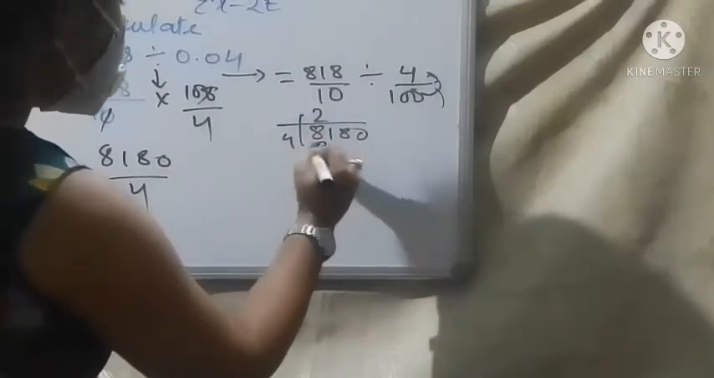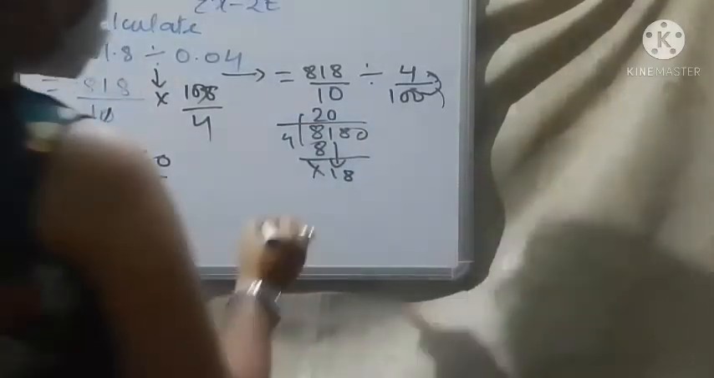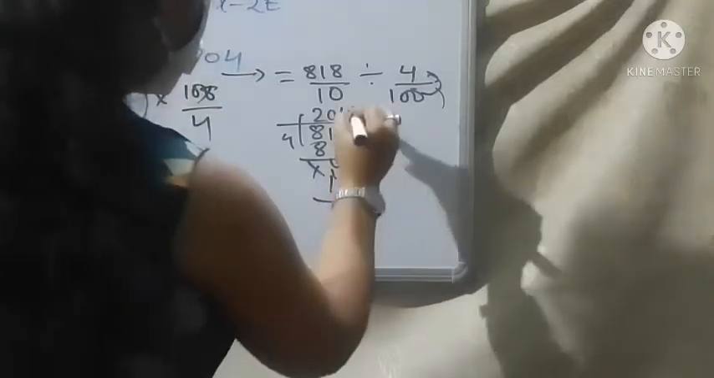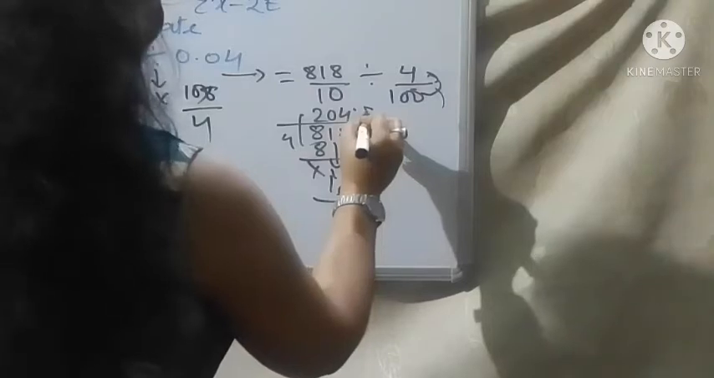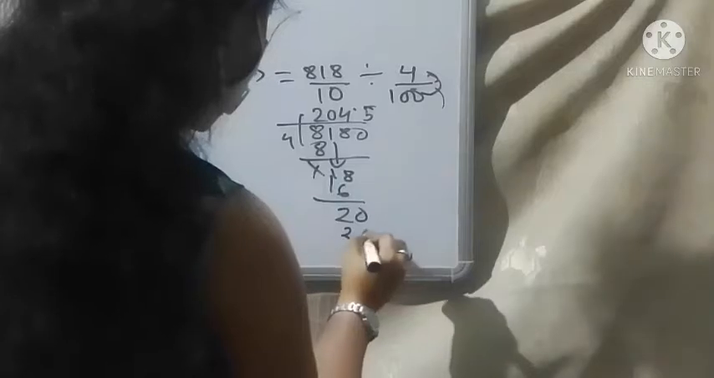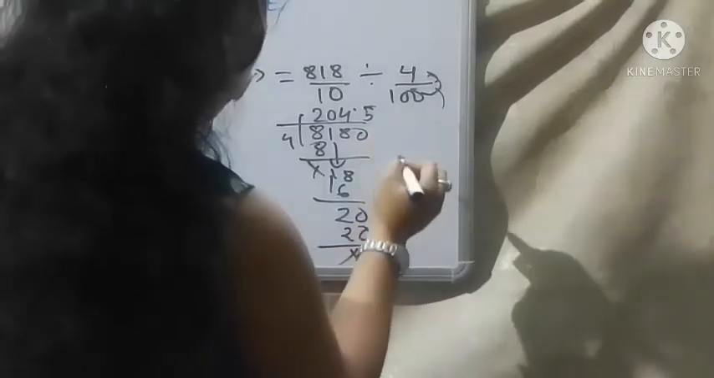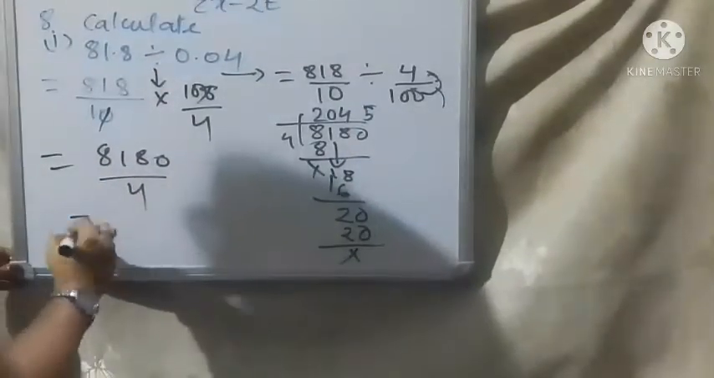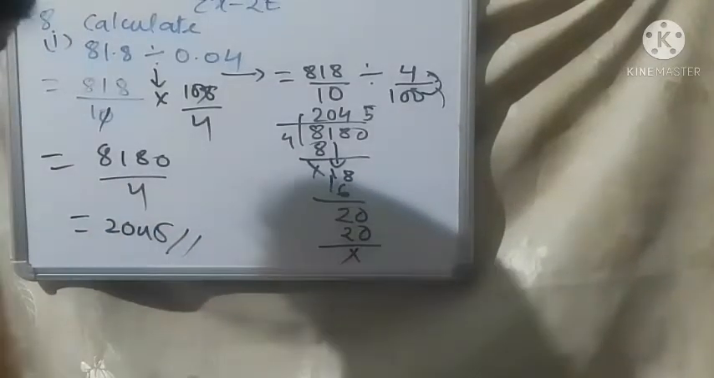4 2s are 8, 1 8 will come. Here you will write 0. Now 4 4s are 16. Now 2, 0. 4 5s are 20. No decimal point, sorry. So your answer is what? 2045. This is your answer.